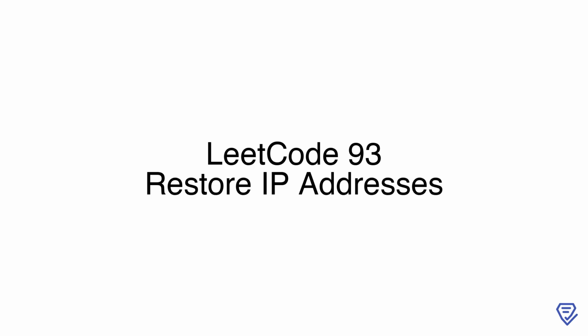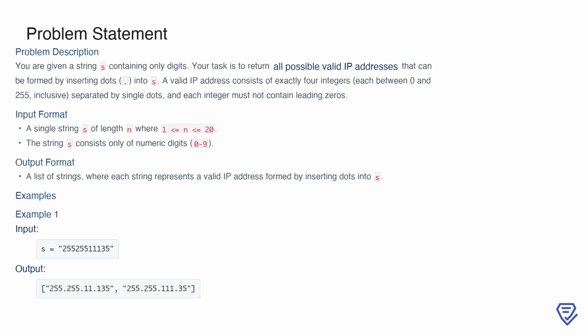Let's get started. In this problem, you are given a string S that consists only of digits, and your goal is to generate all possible valid IP addresses by inserting dots into the string. A valid IP address has exactly 4 segments, separated by dots. Each segment must be an integer between 0 and 255, inclusive, and it cannot have leading zeros.